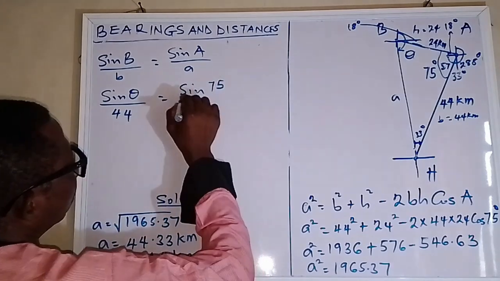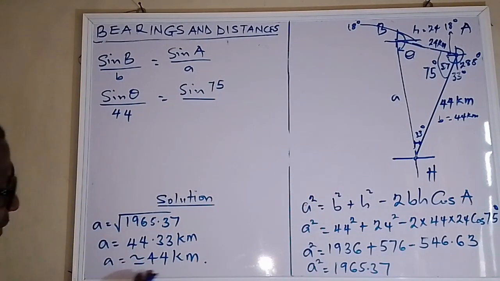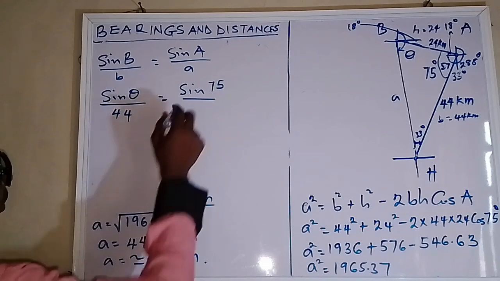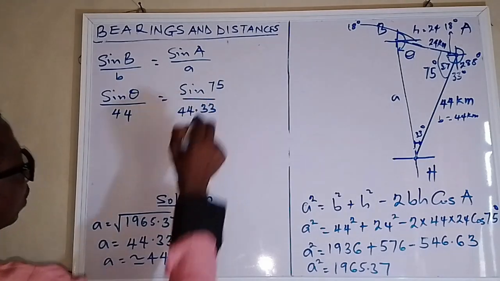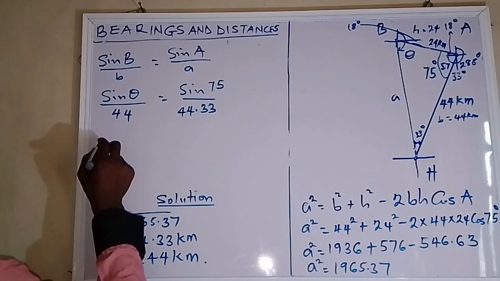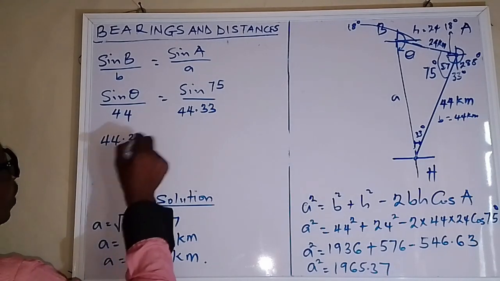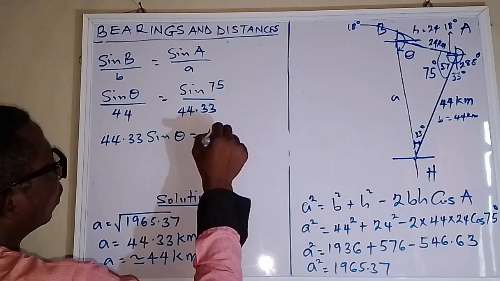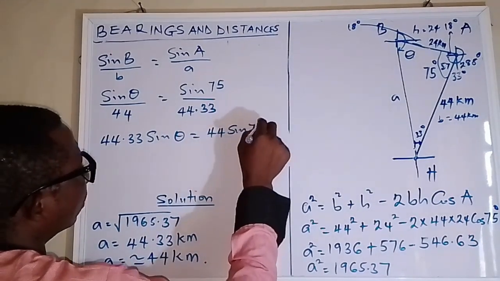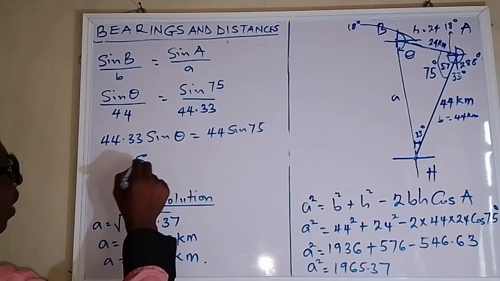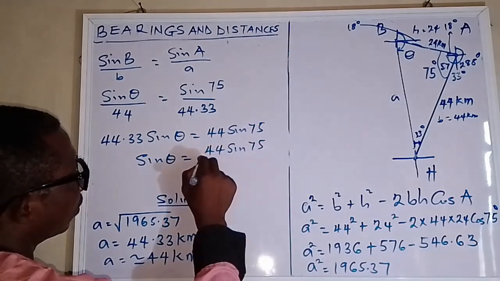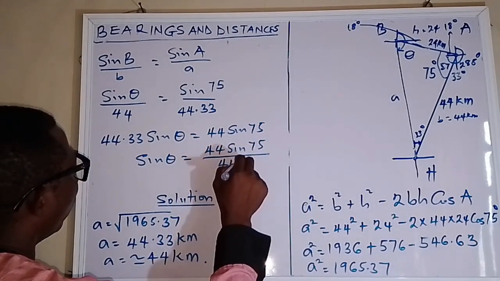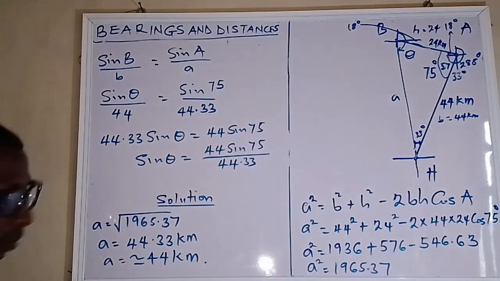Small a, we've just gotten that. Don't use the approximated value. Use this. So we have 44.33. So you can cross multiply here. We have 44.33 sine theta equals 44 sine 75. Okay, so we have sine theta equals 44 sine 75 over 44.33.